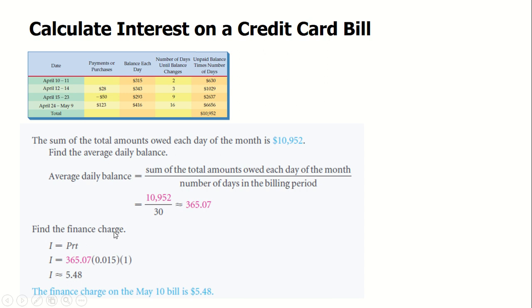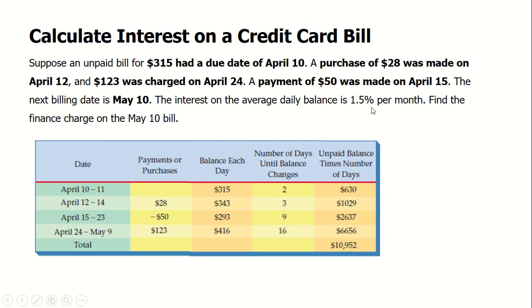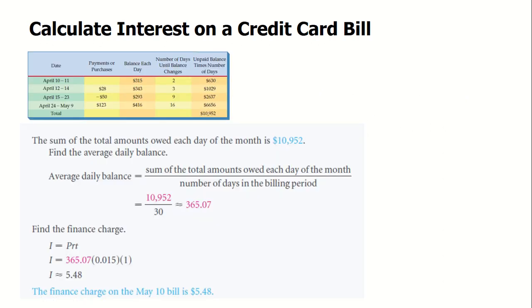So to find the finance charge, you will use the simple interest formula. I equals P times R times T. P being the average daily balance, the 365.07, R is 0.015. Remember, this is the interest on the average daily balance, 1.5%, or in decimal form, 0.015, multiplied by 1. 1 meaning 1 month, since you are computing per month.